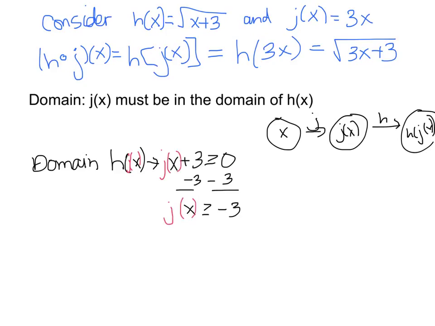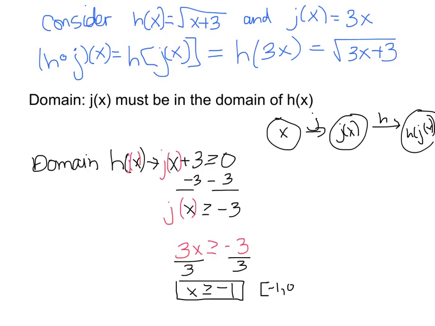Okay, and what did j of x represent? It was really 3x. So we want to know when 3x is greater than or equal to negative 3. We can divide each side by 3, and we'd get values of x that are greater than or equal to negative 1. So this tells us the domain for the composition. If you wanted to use interval notation, you'd go from negative 1 to infinity. And we use a soft bracket at infinity.